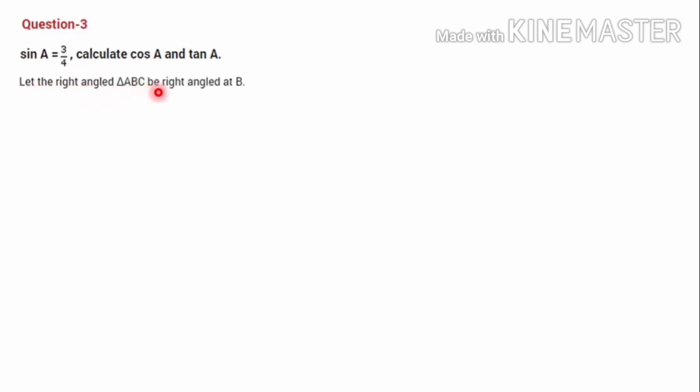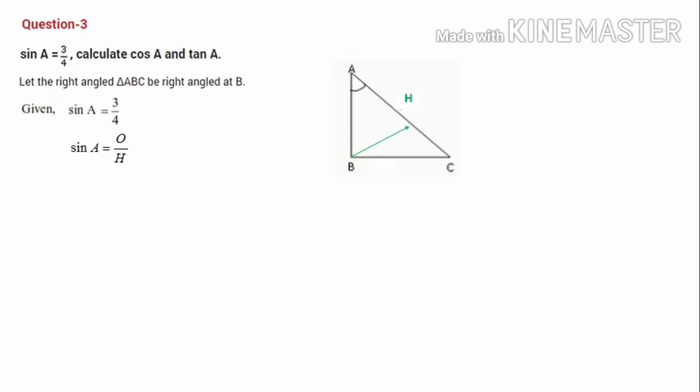Let the right angle triangle ABC be right angled at B. Here the given condition is sin A equal to 3 by 4. So let's recall the formula for sin, that is sin A equal to O divided by H. Let's visualize the question. There is a triangle ABC, right angled at B, and as I mentioned before, the angle mentioned in the question is A, in sin A, cos A and tan A. So A is the angle. Based on this angle, let's mark O, A and H. First of all H, that is the 90-degree opposite, and the side opposite angle A is BC, which we have labeled as O, and the leftover side is A.